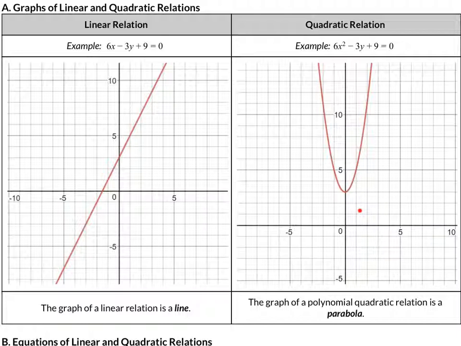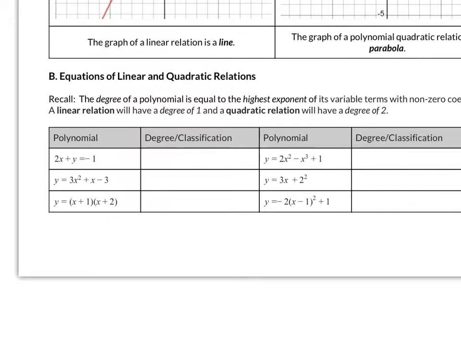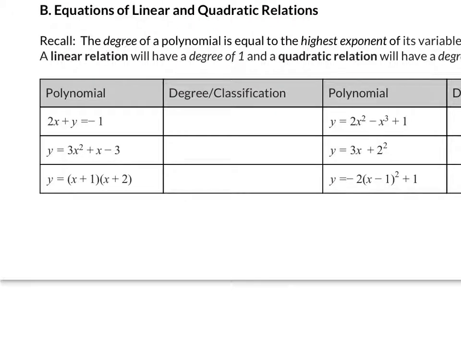Okay, so even though the equations are almost identical, the presence of this squared term completely changes the characteristics of the graph and turns it from a straight line into a curved line called a parabola. To figure out what the degree of a polynomial is just by looking at the equation, we have to look at the highest exponent of its variable terms with non-zero coefficients. All that means is that you're looking at the variables, and the number in front of the variable has to be a number. It can't be 0. None of these examples have a coefficient of 0, so we're just looking at which one has the greatest exponent, and that is the degree of the equation.